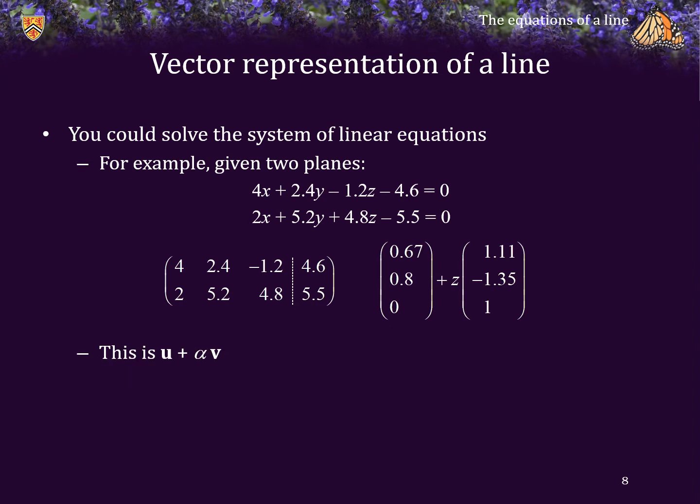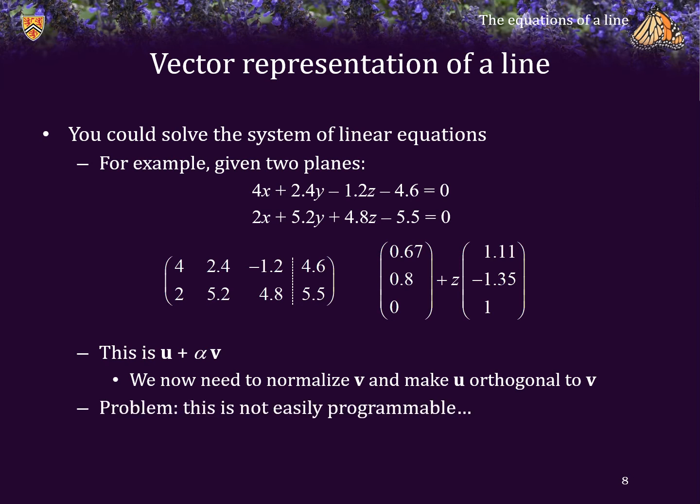Well, this is in the form u plus alpha times v. Now all we have to do is normalize v and also make u orthogonal to v. Problem: all of this, doing the Gaussian elimination, solving, determining the free variable, is not something that can be easily programmed. Consequently, we'd like to find something more algorithmic, an algorithm that would describe how we go from the equations to the vector representation.